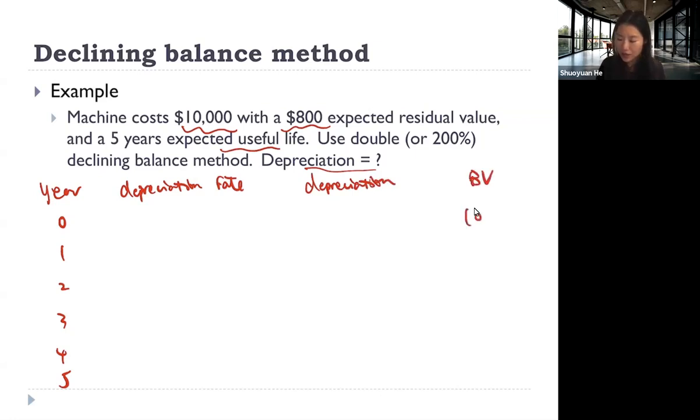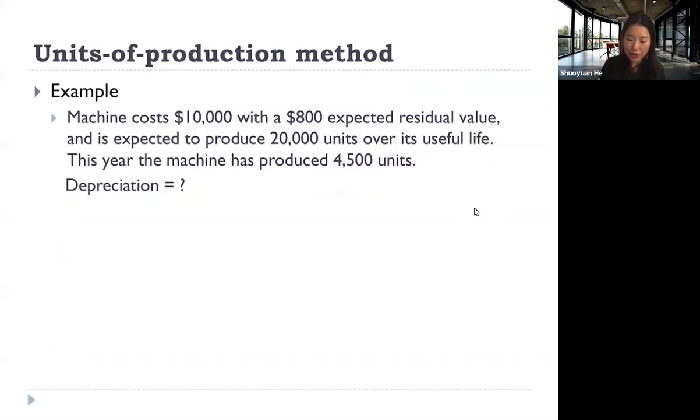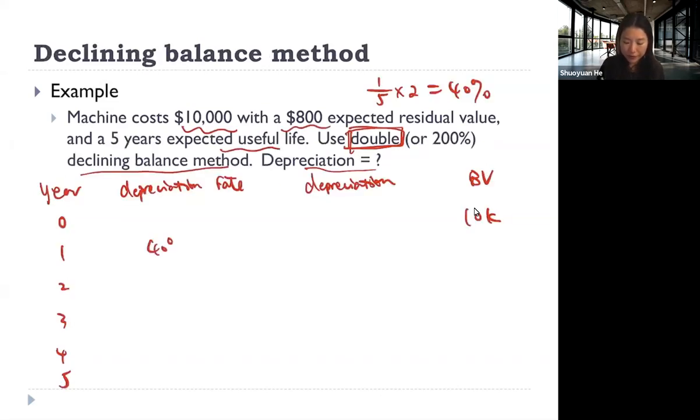So in year 1, our book value is 10,000. Different from the previous one, under the double declining balance method, we're using the same depreciation rate. If the firm is using the straight line method, each year the depreciation rate is 1/5. So straight line for 5 years, each year 1/5. And because this is double declining, we multiply it by 2, which means that each year the depreciation rate is 40%.